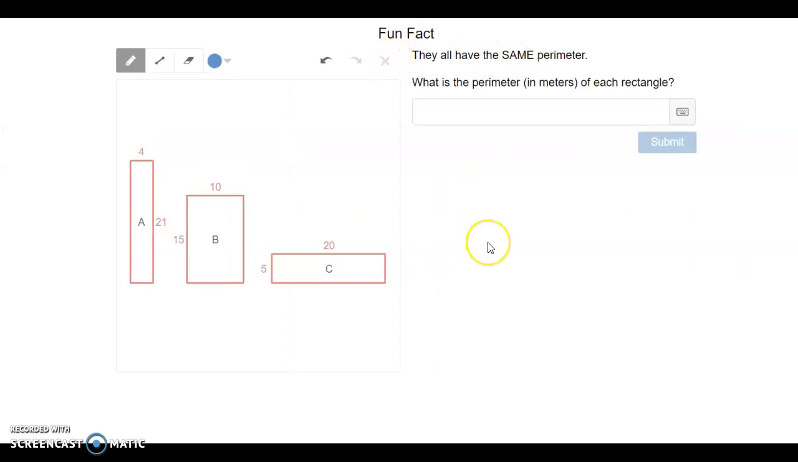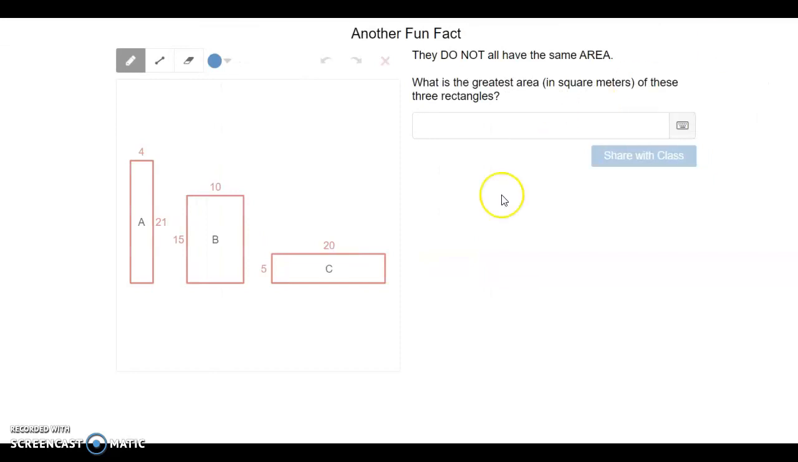So the next slide we can see it's all the same perimeter. Now if you remember perimeter, you add up all the sides. So since they're all the same, I'm going to add 20 plus 20 plus 5 plus 5, and I should get a perimeter of 50. So 10 plus 10 is 20, plus 30 is also 50. 4 plus 4 is 8. 8 plus 21 plus 21 would give me 50 as well. So I'm going to hit submit and hit the next button.